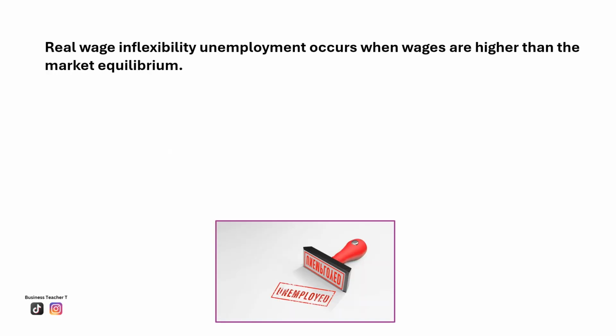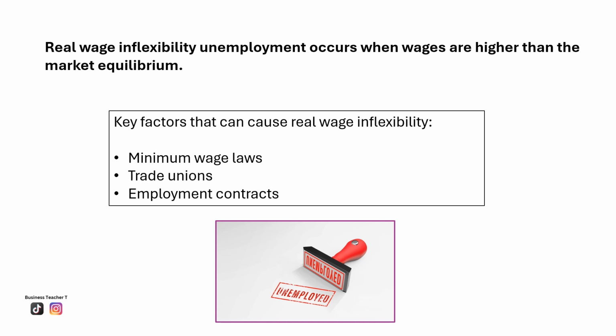Real wage inflexibility. Real wage inflexibility occurs when wages are higher than the market equilibrium. It refers to a situation where wages or salaries do not easily adjust in response to changes in market conditions. There are key factors that can cause real wage inflexibility, and they include minimum wage laws, preventing wages from falling below a certain level; trade unions that have bargained for higher wages, which can keep wages rigid; and employment contracts. Workers and employers may have long-term agreements that prevent quick wage adjustments.